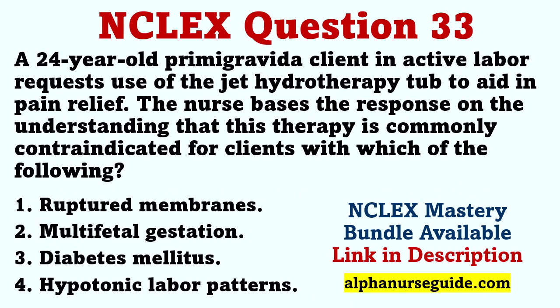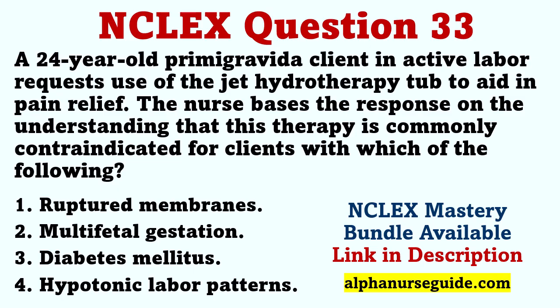A 24-year-old prima gravida client in active labor requests use of the jet hydrotherapy tub to aid in pain relief. The nurse bases a response on the understanding that this therapy is commonly contraindicated for clients with which of the following? 1. Ruptured membranes. 2. Multifetal gestation. 3. Diabetes mellitus. 4. Hypotonic labor patterns.